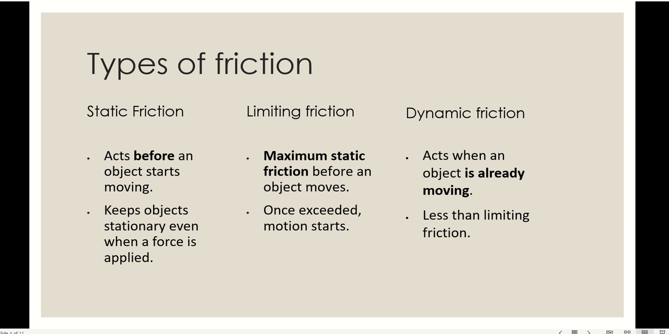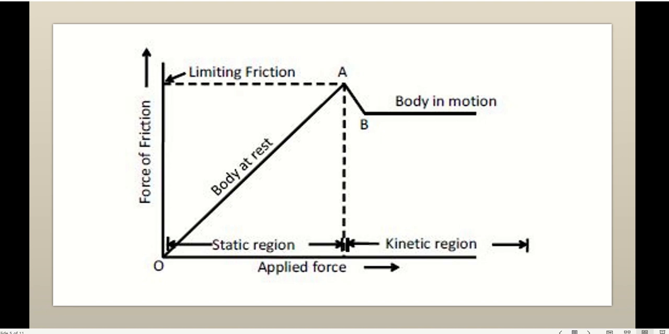And then the object would start to move. That is what we call dynamic friction. This dynamic friction is less than our static friction. So if we look at a graph of our values, this is how it would be. In the static region, the body would not move. The object would be at rest.